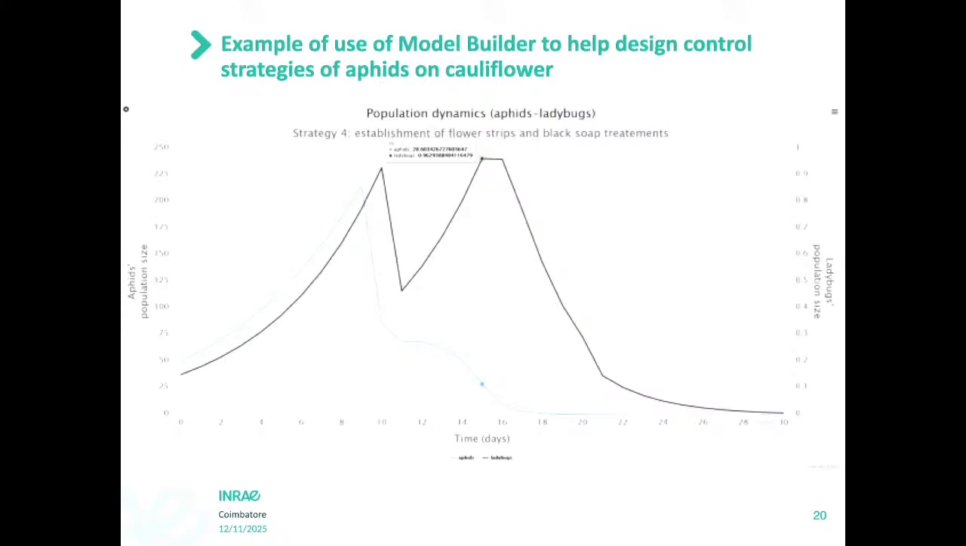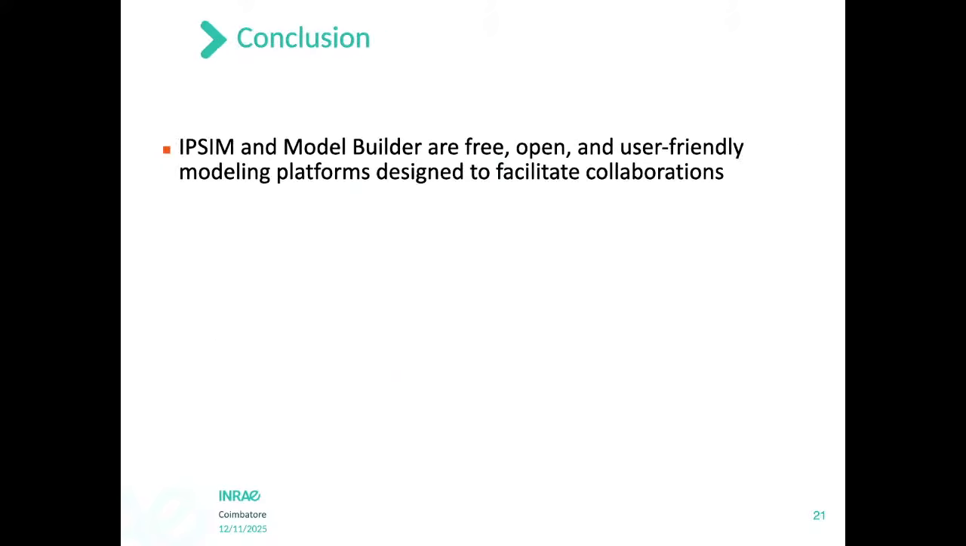So using that, we can say, okay, if I compare the three strategies, the best one with regard to the efforts that are needed and the impact is just to use flower strips. It's just an example. You can make anything you want with a model, with a platform like Model Builder, which is very generic. So in conclusion, the two platforms that I showed you, IPSIM and Model Builder, are free, they are open, and they are very user-friendly to design models, and they are made to help collaboration.